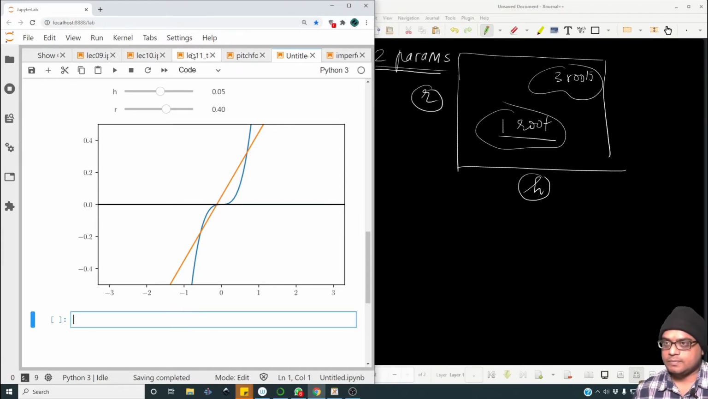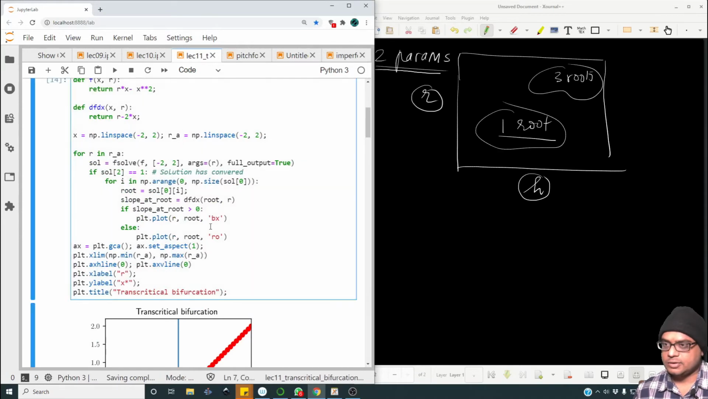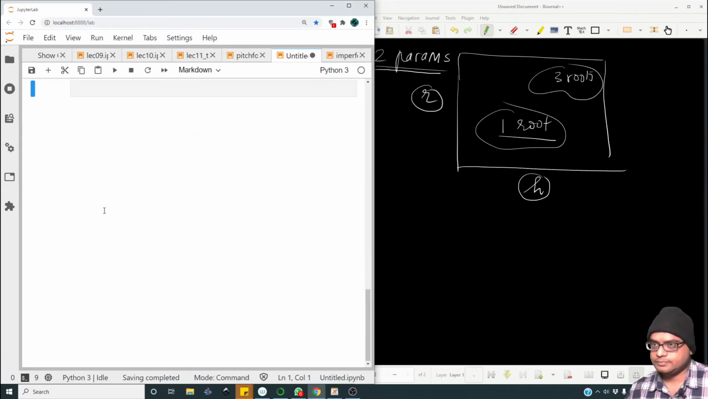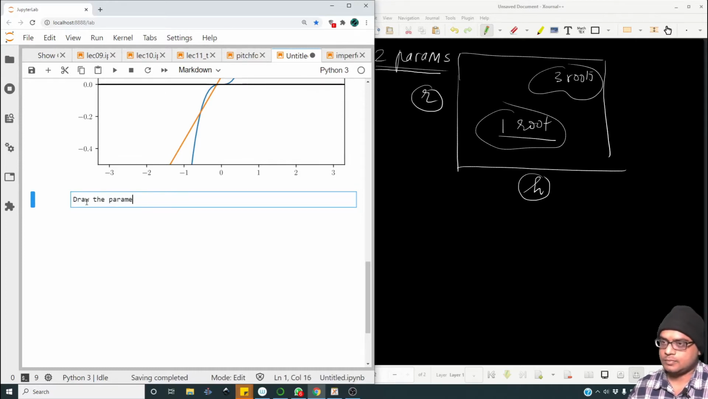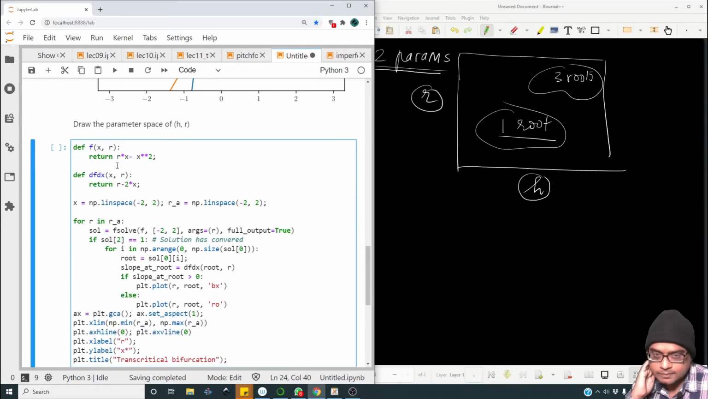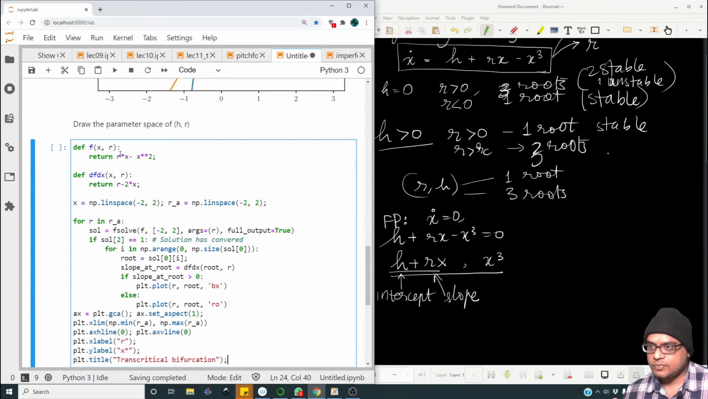Okay, so let us go to the previous lecture. We'll reuse this particular code. Okay, so parameter space of h comma r. All right, so we've pasted this, and so the function that we are worried about is this. So x comma r comma h, x comma r comma h, and this has to be h plus r times x minus x cubed. This will be r minus 3 times x square. So we don't need x anymore.